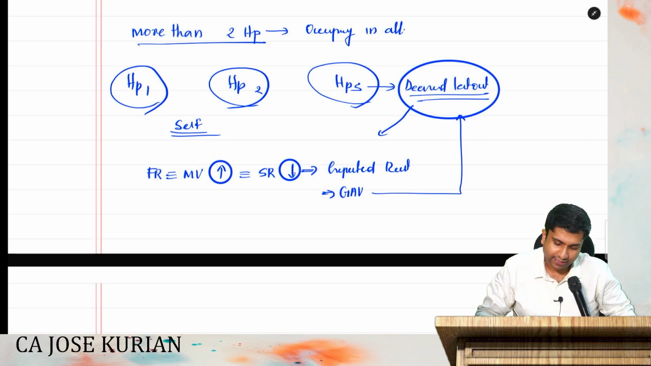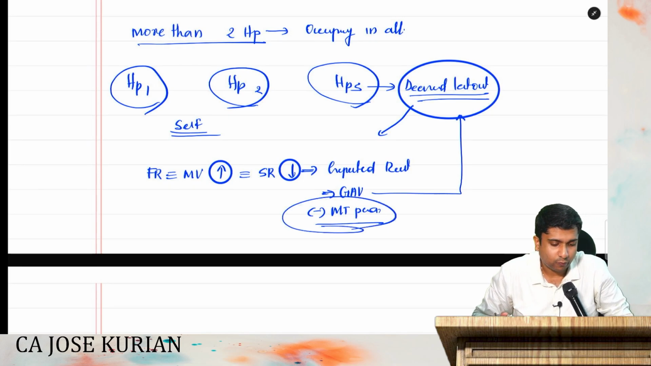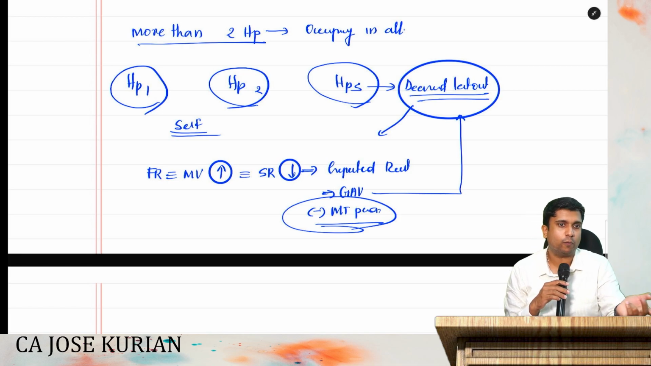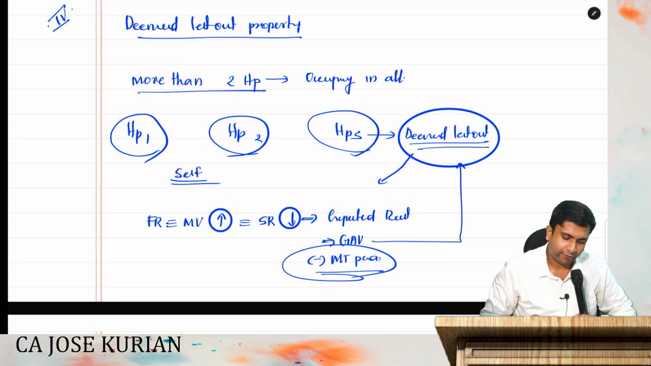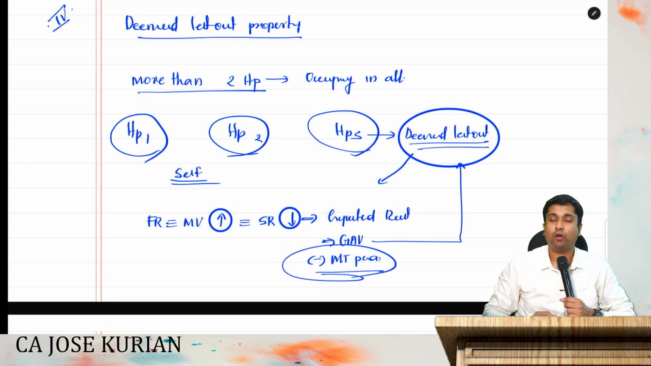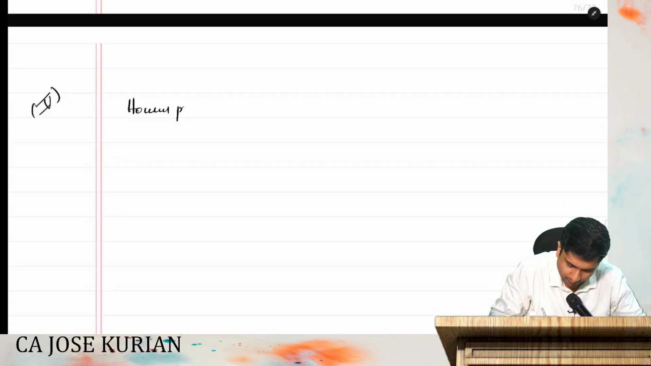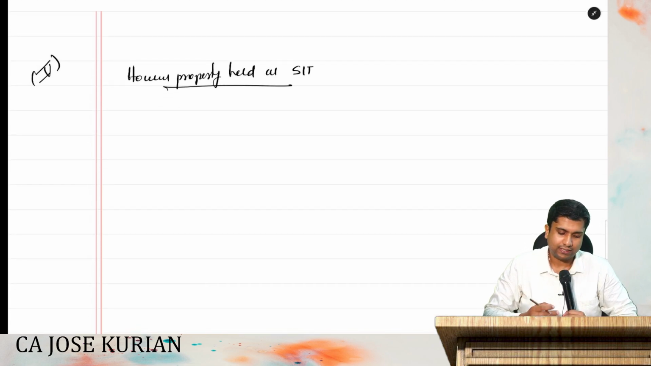From the deemed let out property's GAV, you can definitely deduct municipal taxes paid as a deduction, so that you will get the net annual value. So again, I am repeating, you have more than 2, any 2 self-occupied, remaining deemed let out. So that's what property number 4 is all about. Now let's move on to the 5th type of property that we have, that is called house property held as stock in trade. That is the 5th type of property.